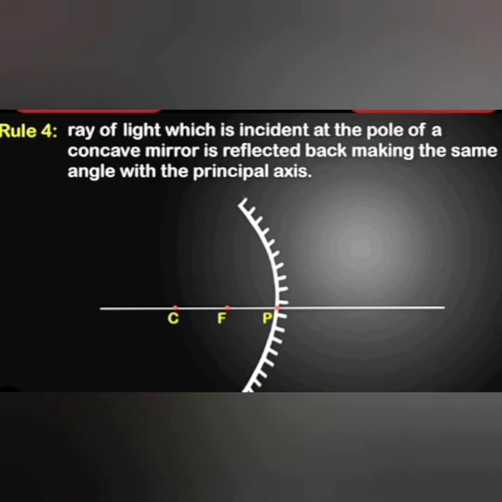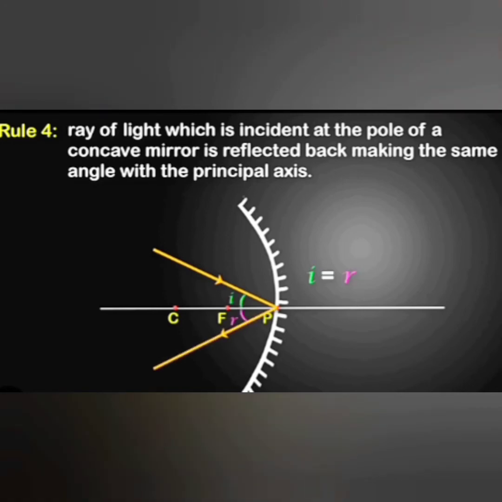Rule 4. A ray of light which is incident at the pole of a concave mirror is reflected back, making the same angle with the principal axis. It looks like a plane mirror type of diagram since the principal axis is like the normal here and the angle of incidence is equal to the angle of reflection.